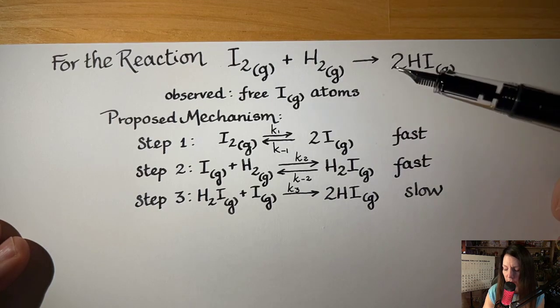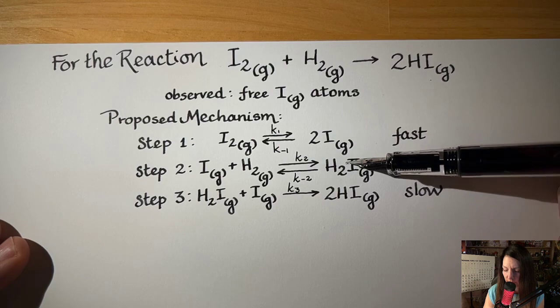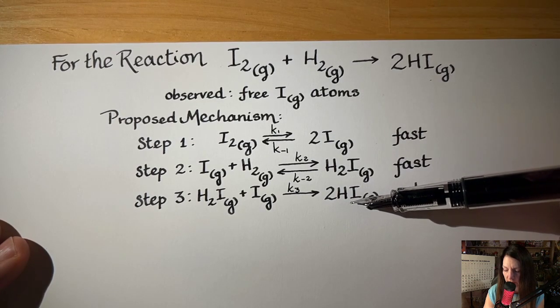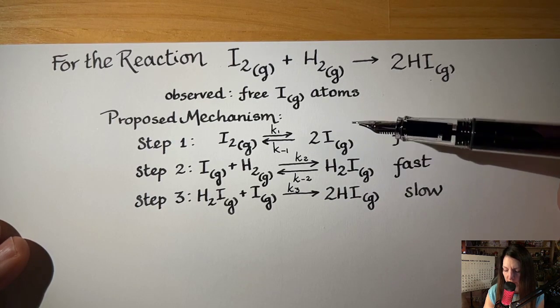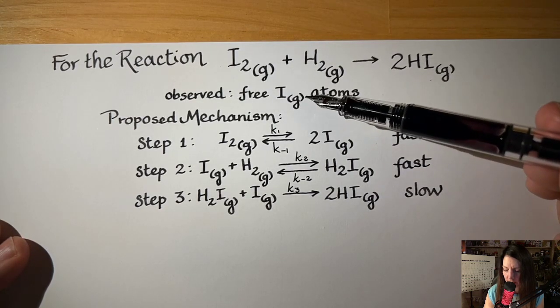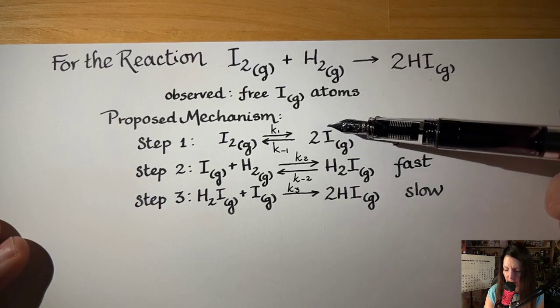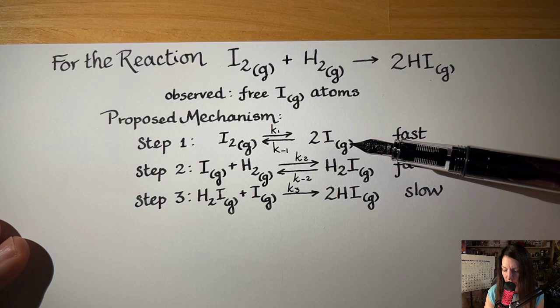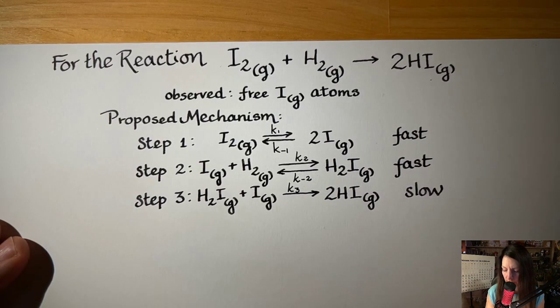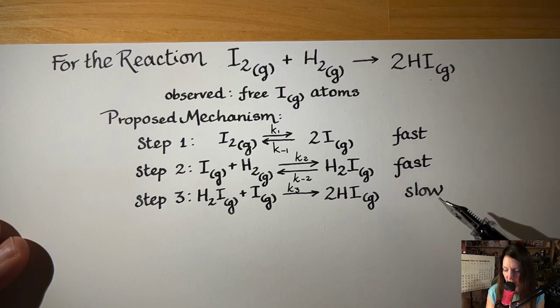And we also make sure that the proposed mechanism has information that's consistent with the experiments. So in this case, it was observed that there were iodine atoms floating around during the course of the reaction, and that indeed is shown in step 1. So those are a few of the grand indicators that you have a good proposed mechanism.